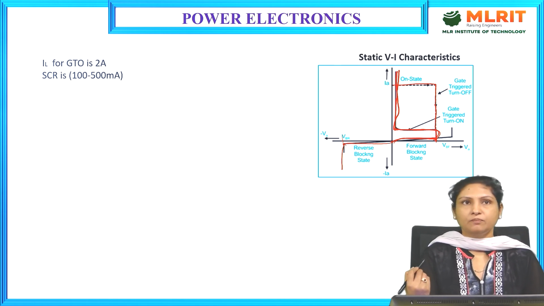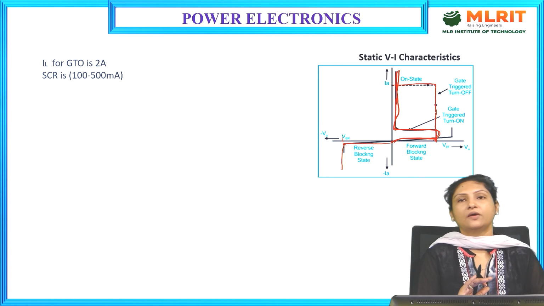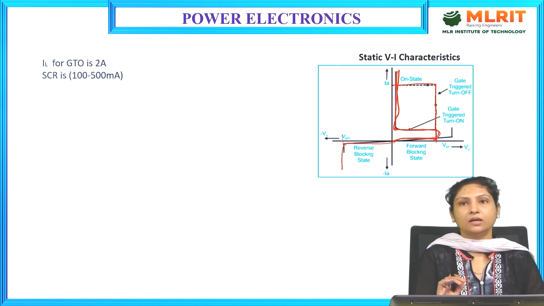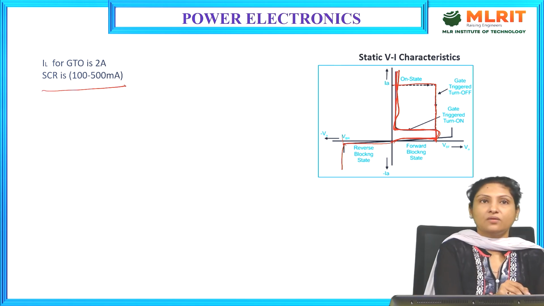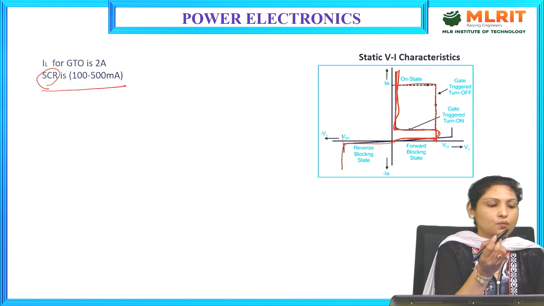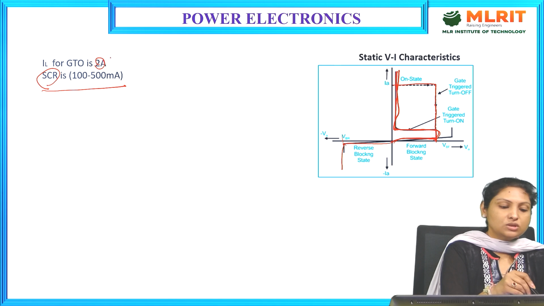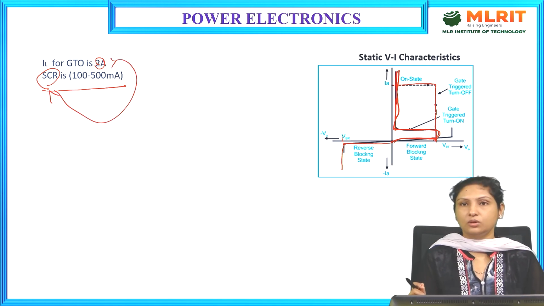And if you see, the latching current of a GTO is about 2 amperes, which is very high when compared to that of a normal SCR. If you take a normal SCR, the latching current will be about 100 to 500 milliamperes, whereas for a GTO the same latching current will be in the range of 2 amperes, which is very high compared to the normal SCR. So that is the main difference between SCR and GTO, where GTO is a higher rating SCR.